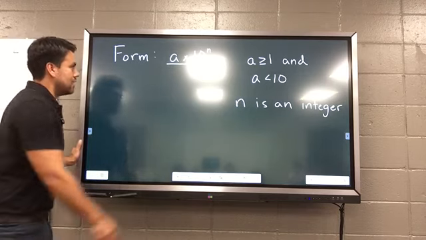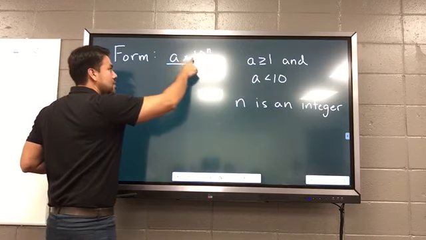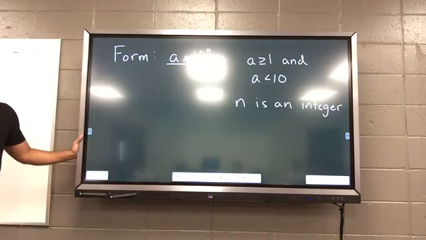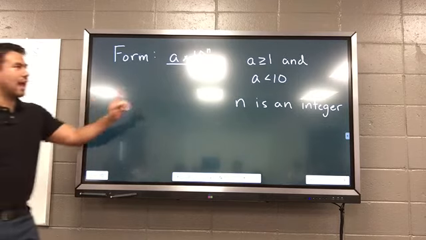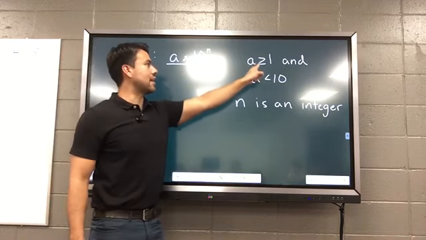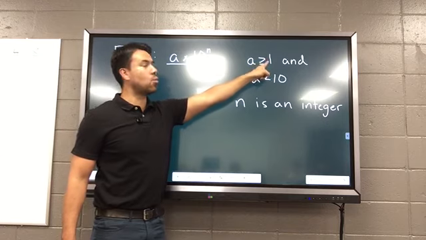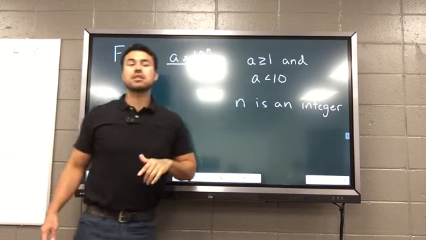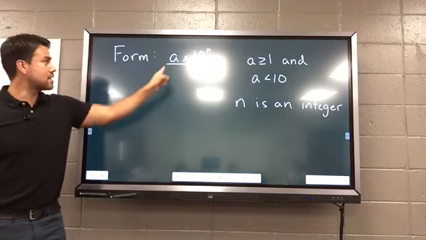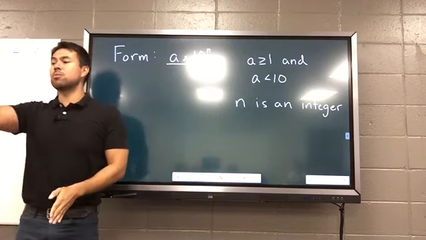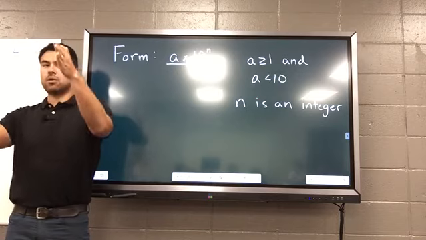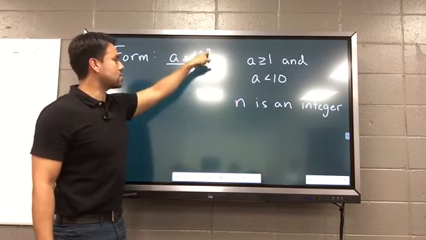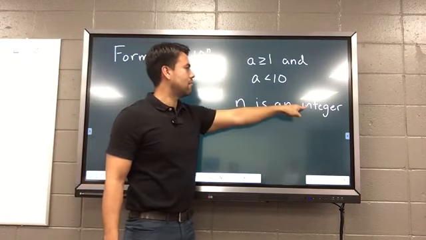And it's a times 10 to the nth power, or to the power of n. Whoa, that's strange. Okay, a has to be a number that is greater than or equal to 1, and a has to be less than 10. So basically, the way to summarize that is this number a has to be a number between 1 and 10. And then n, which is this exponent, has to be an integer.